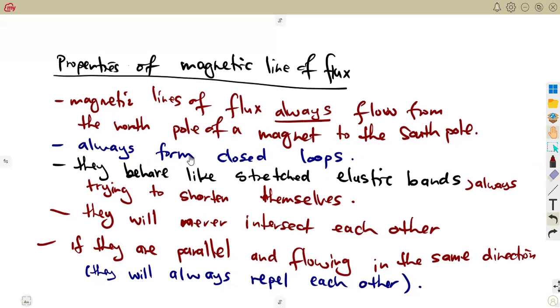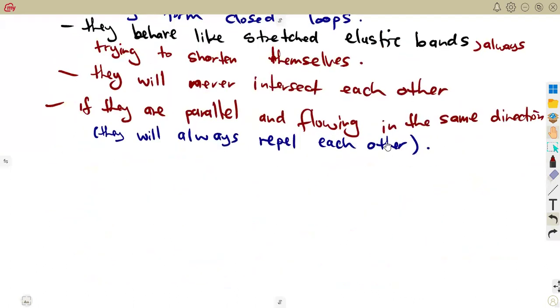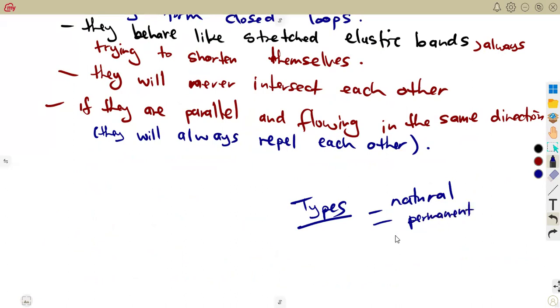So I want you to go through that and revise as much as you can, your theory and also the types of magnets. They can ask you about that. We've got different types, such as the natural types. We've got permanent magnets. We also have temporary magnets, such as electromagnets.